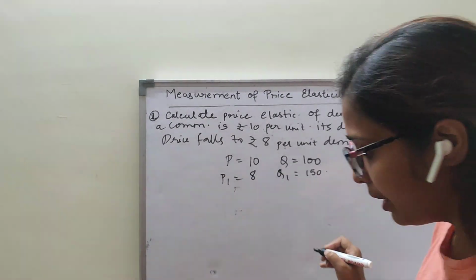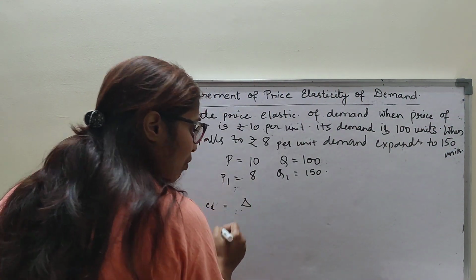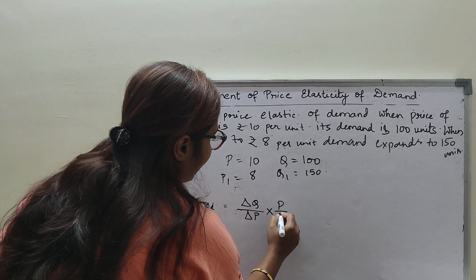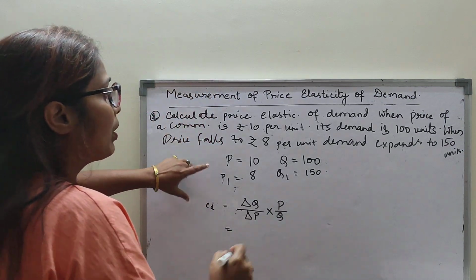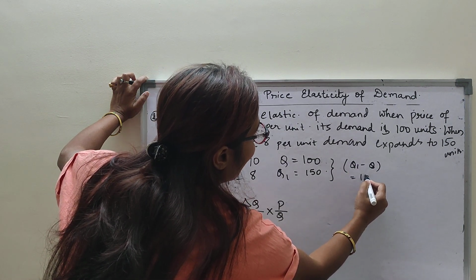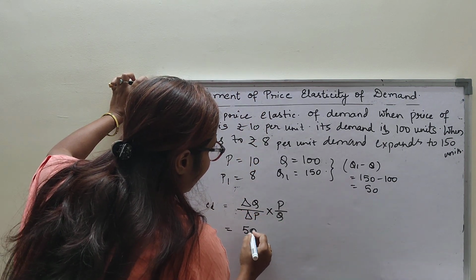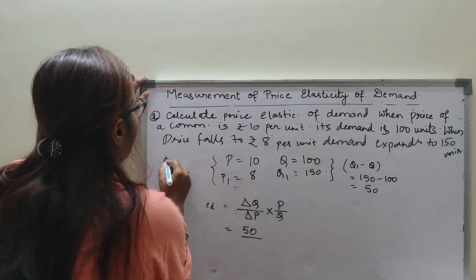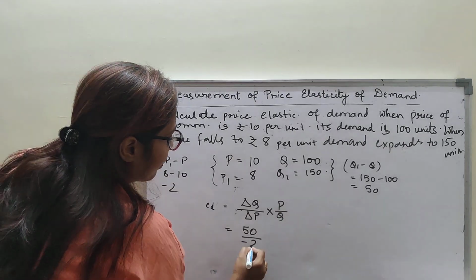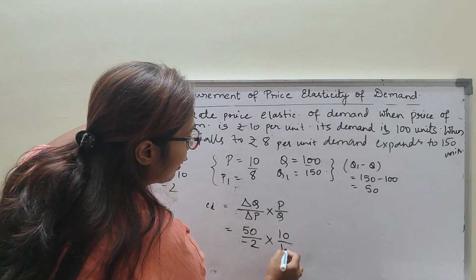Now if I apply the formula here, elasticity of demand is equal to change in Q by change in P into P by Q. So see, change in Q is how much? Q1 minus Q, I told you, children. So it is 150 minus 100, that is 50. Change in P is, children, how much? P1 minus P. So it is 8 minus 10, that is minus 2, into P. P is the initial one, 10, and Q is the initial quantity, 100.